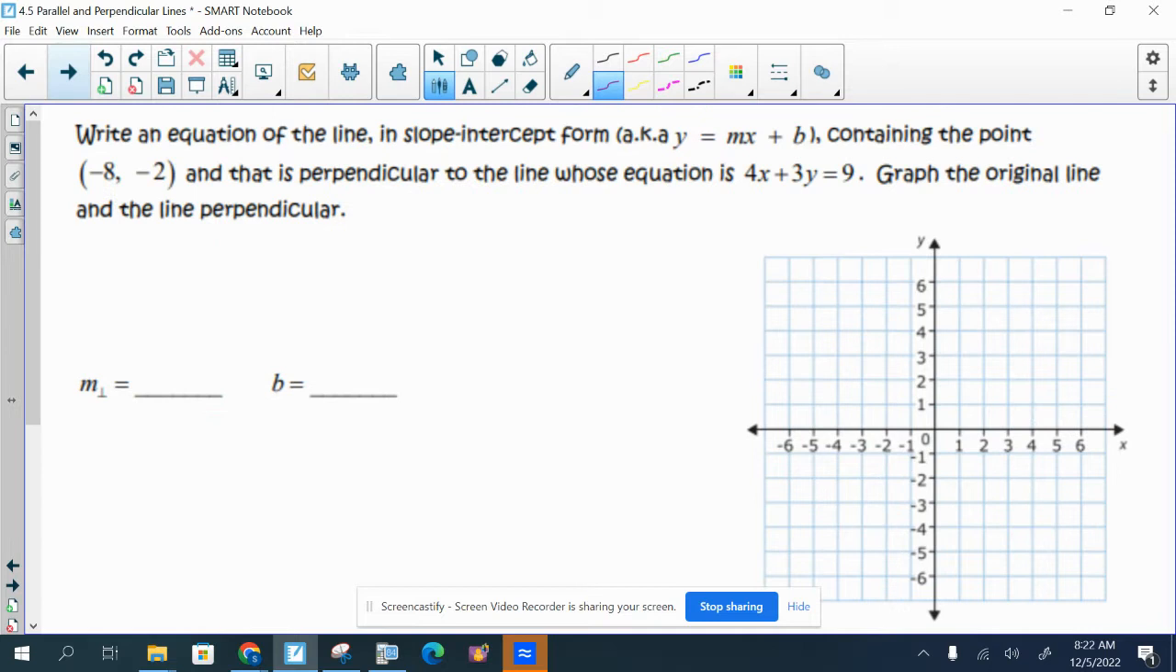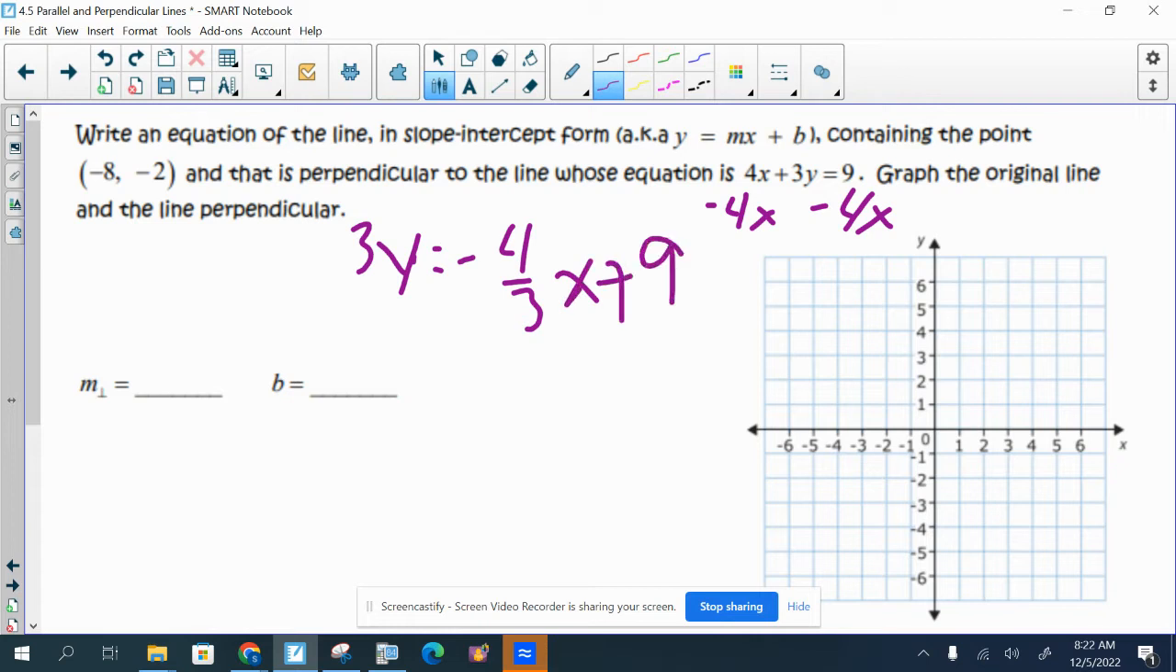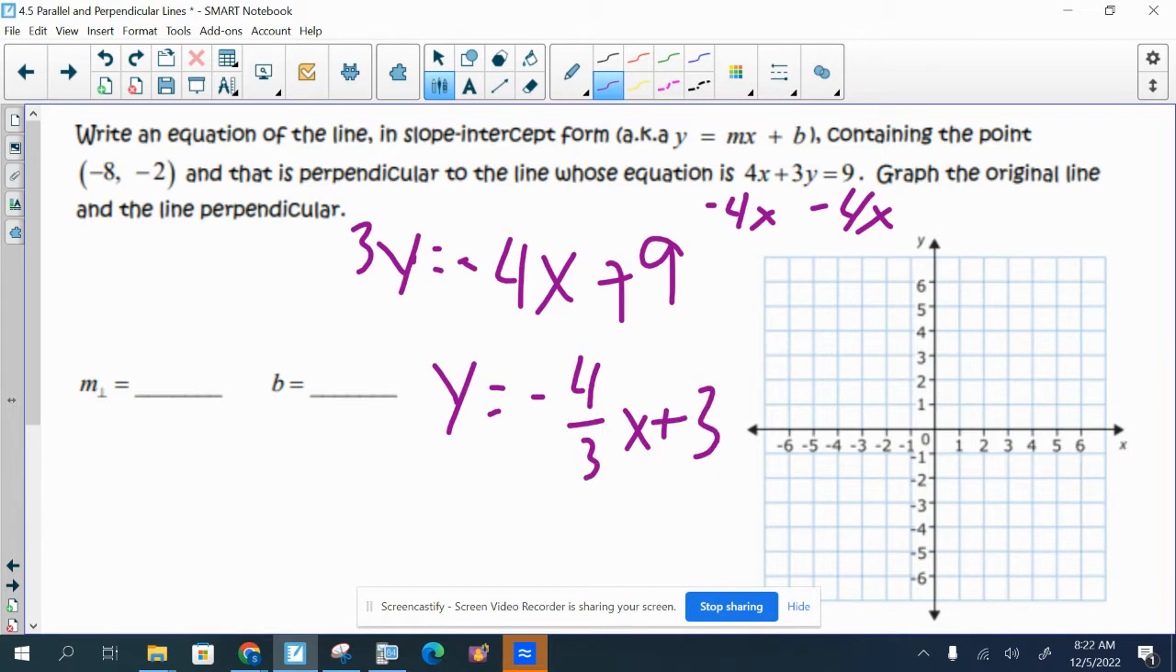All right, 2 more. This one we need to solve for y. So let's subtract the 4x over. I'm pretty sure this is the same, if not very similar, equation as what the parallel line was. So we have 3y equals negative 4x plus 9. Oh, I think I jumped the gun there. It's just negative 4x plus 9. Negative 4/3 after you divide by 3. So divide everything by 3 and you get y equals negative 4/3 x plus 3, because 9 divided by 3 is 3. So that's the original given line.